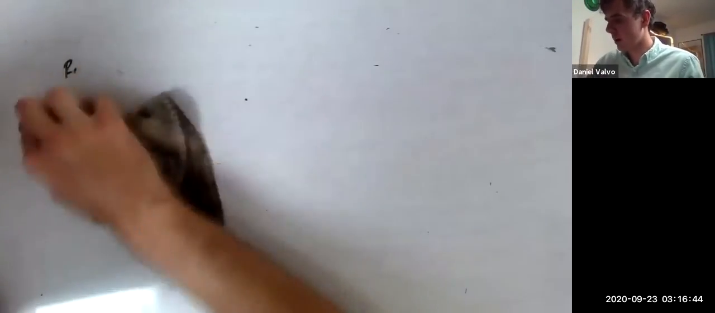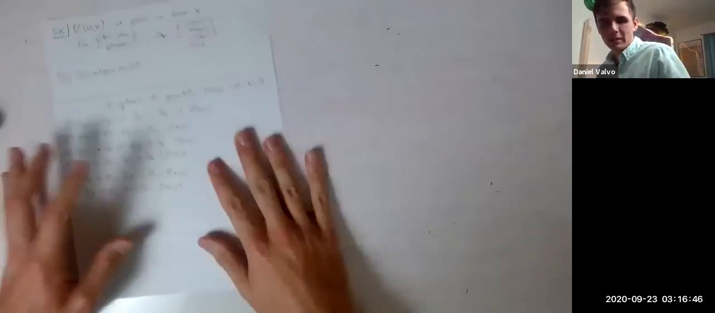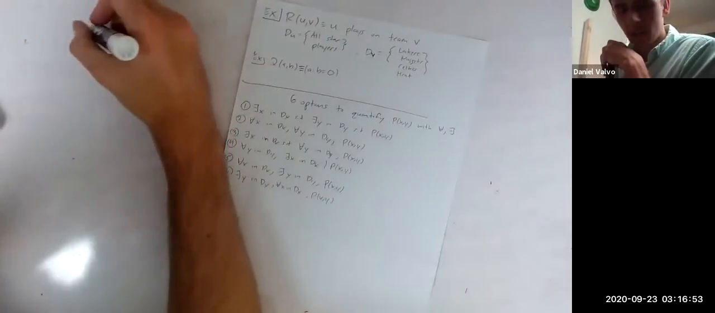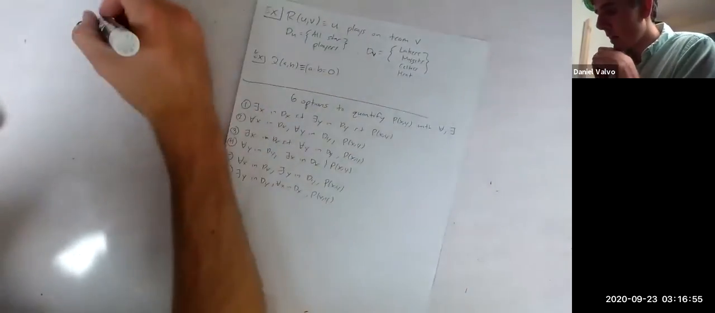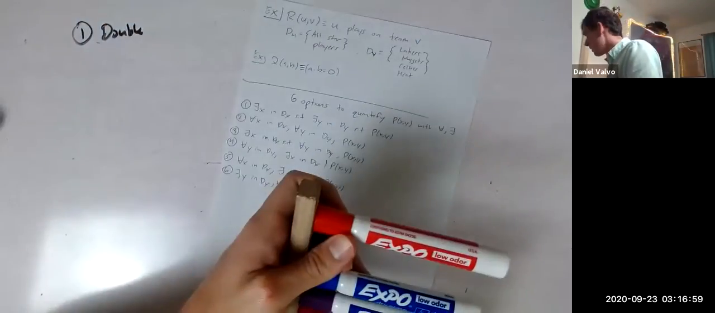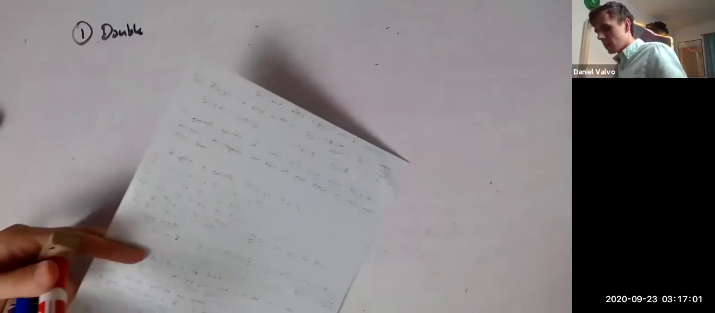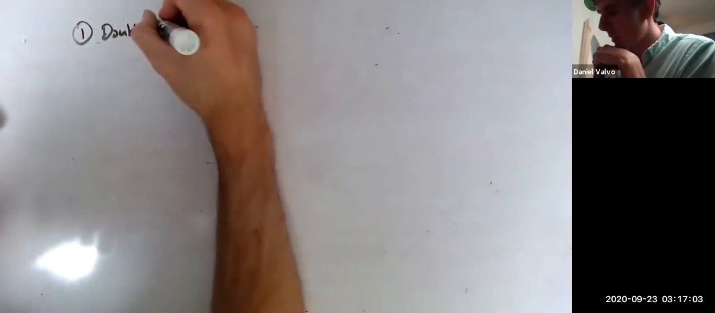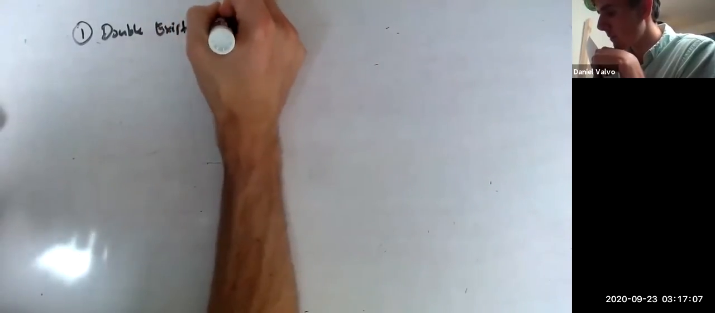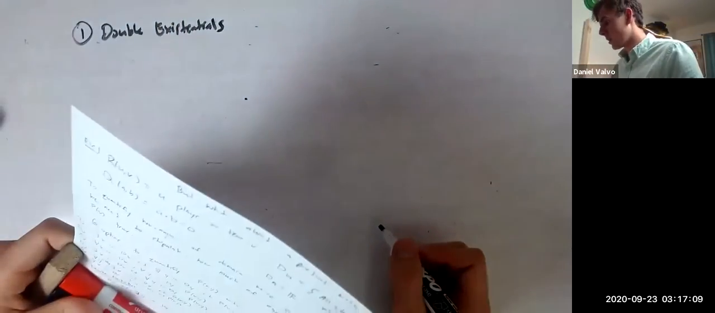Let's first work on... We're going to talk about each of these. Let's first work on number one. We talked about it last time, but now we're looking at it in a slightly different way. So number one is what I'll call double existentials.